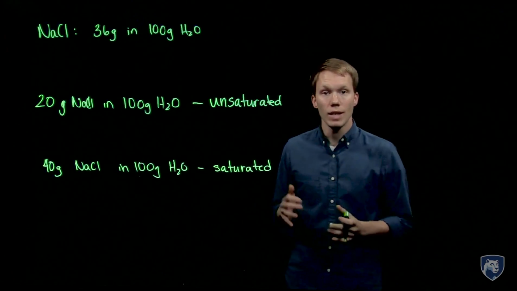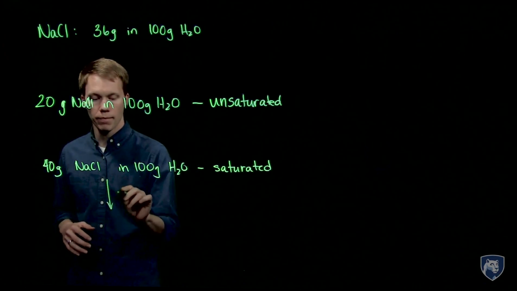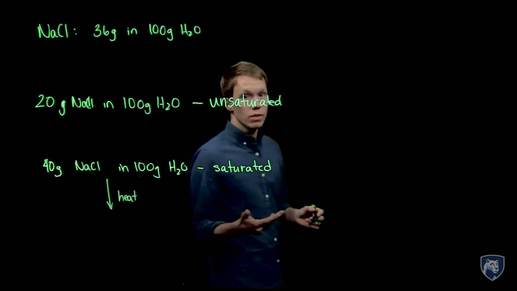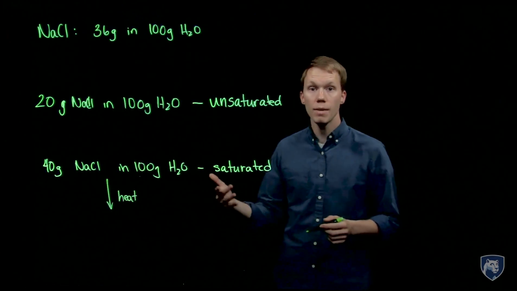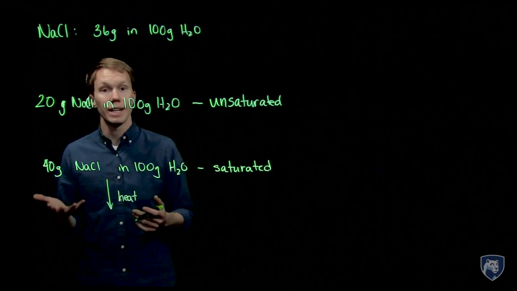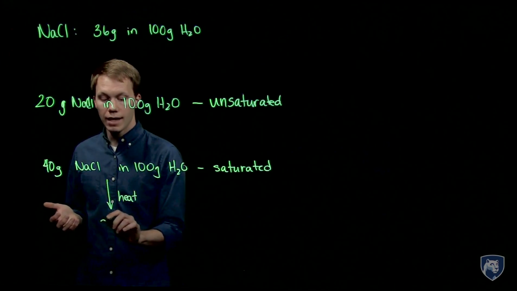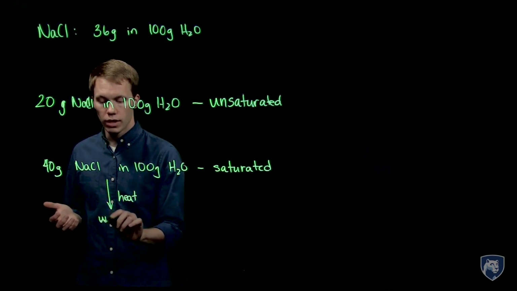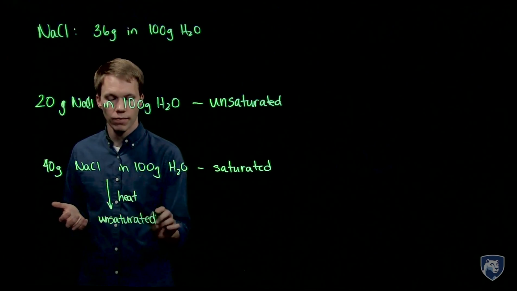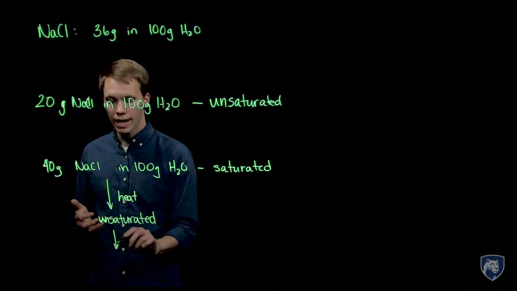Now let's say that we take this 40 gram saturated solution and we heat it up. If we heat it up, the solubility will increase with increasing temperatures. So if we heat it up enough, all of this will completely dissolve because the solubility increases as temperature increases. So now we have an unsaturated solution once it completely dissolves.